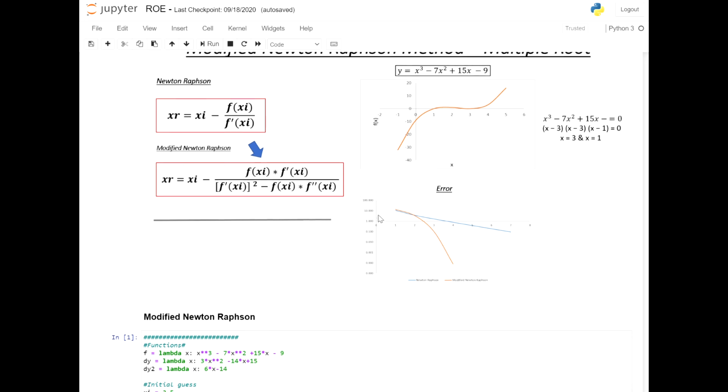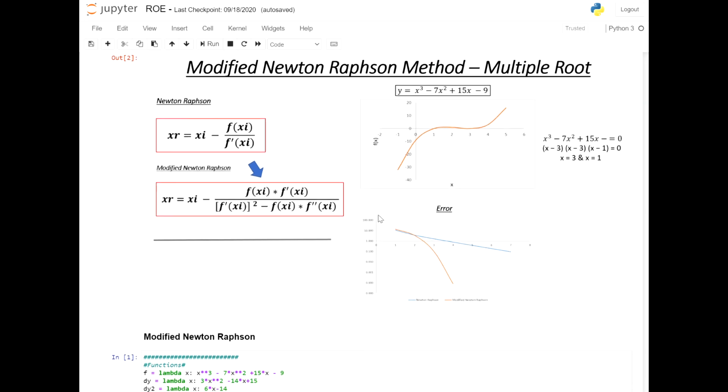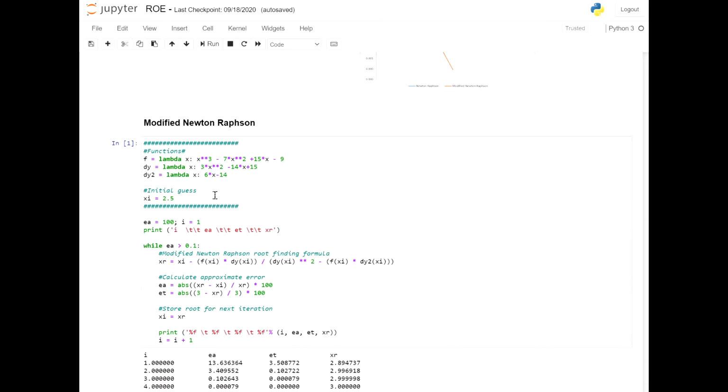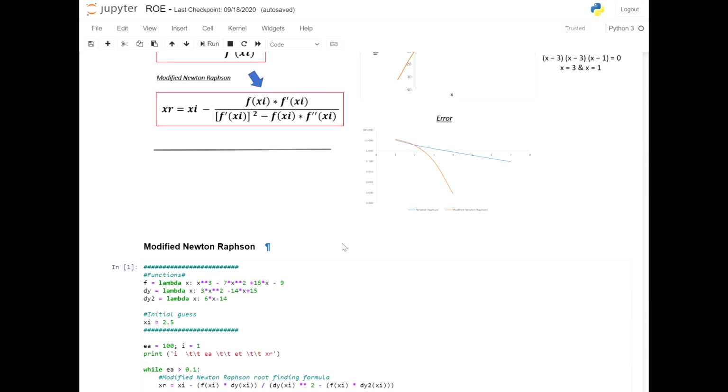To recap briefly what you've learned in this lesson, we have introduced the Python code for the modified Newton-Raphson method. In terms of the code, the only real difference is that now you're going to be defining the second derivative, and of course you're going to be defining the XR using the expression that we have here.